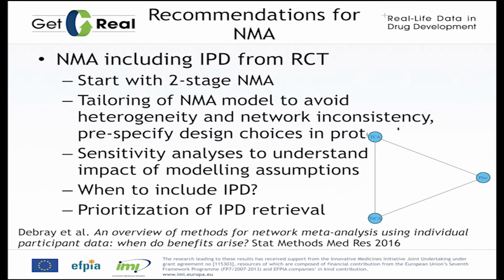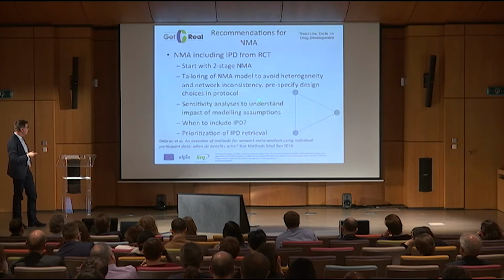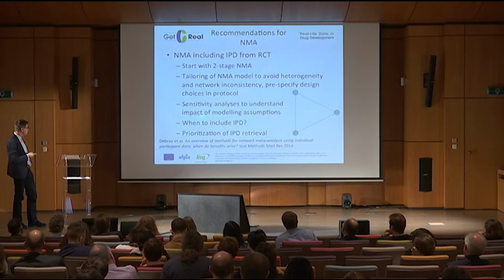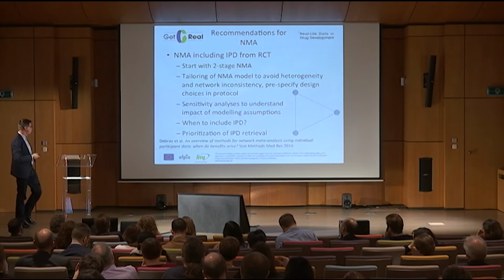So if we look at a few recommendations that came out of this work, and again during the lunch break you can talk to the experts who've been working on these topics. Recommendations on network meta-analysis including IPD from RCTs. So you should typically start with a 2-stage network meta-analysis. Look at modeling so that you avoid heterogeneity and network inconsistency, and of course pre-specify these design choices in your protocol. Do sensitivity analyses to understand the impact of these assumptions, and there's also a discussion on when to include IPD and how to prioritize different sources of evidence in a given network meta-analysis.